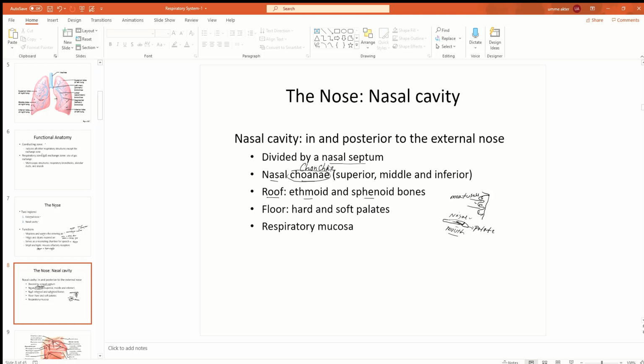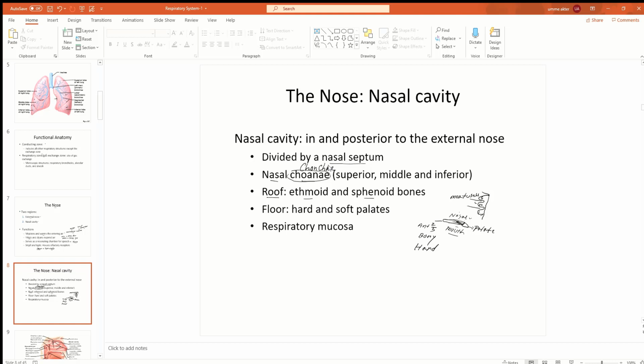The bony part is called the hard palate. This part is the bony part. This is the front. The anterior two-thirds is bony, called the hard palate. Makes sense? Bone is hard, hard palate.